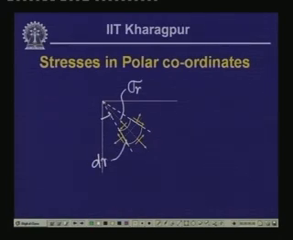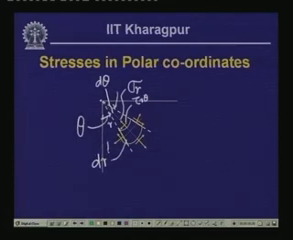The first radial line, let us call this is at an angle of theta, and the small angle which is made by these two radial lines is d theta. The radial distance from the origin to the first part of the element, let us call that r. Hence, the stresses which are acting are sigma r, the normal stress, the tangential stress tau r theta, and the circumferential normal stress sigma theta.